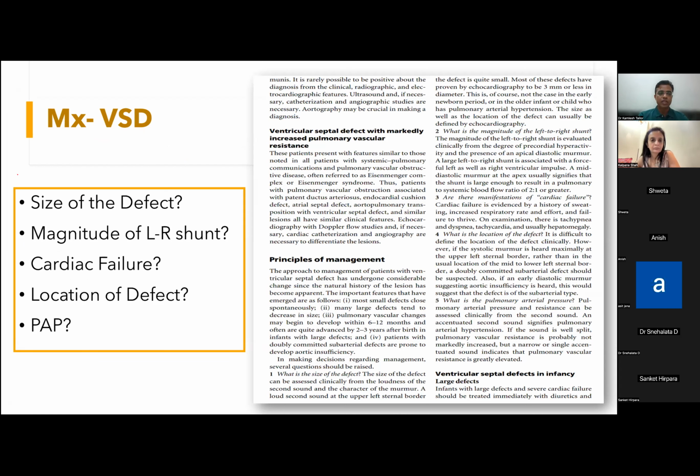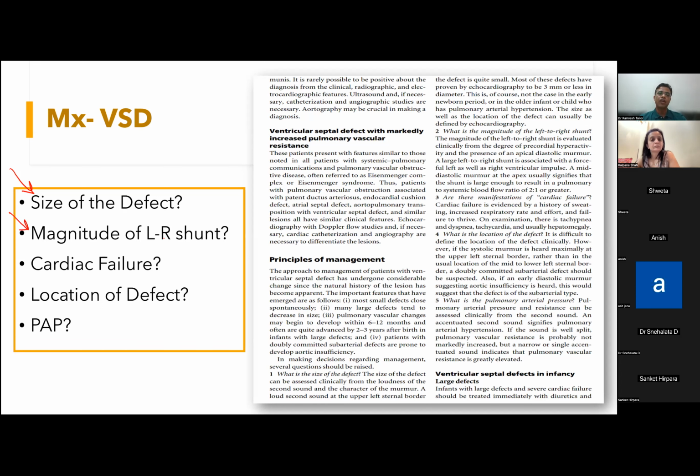and PA pressure. So if the size of the shunt is large, with a large VSD, obviously they cannot be kept on medical management. They have to be operated on as early as possible. Like Gerbode defects, definitely one has to operate early. If there is severe LA and LV dilatation and severe PH, one should not wait. There will be recurrent hospital admissions, and one has to operate on this patient at the earliest.